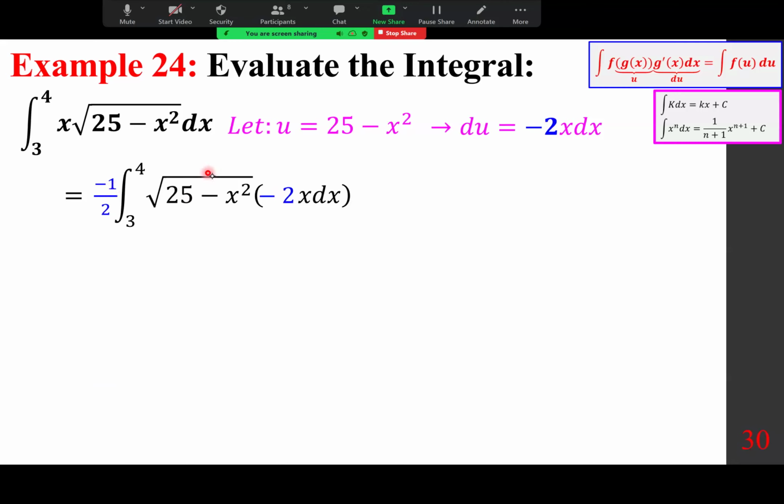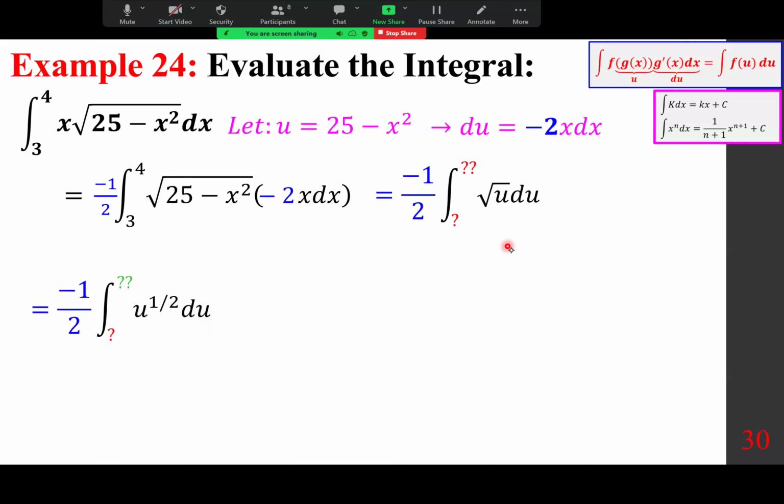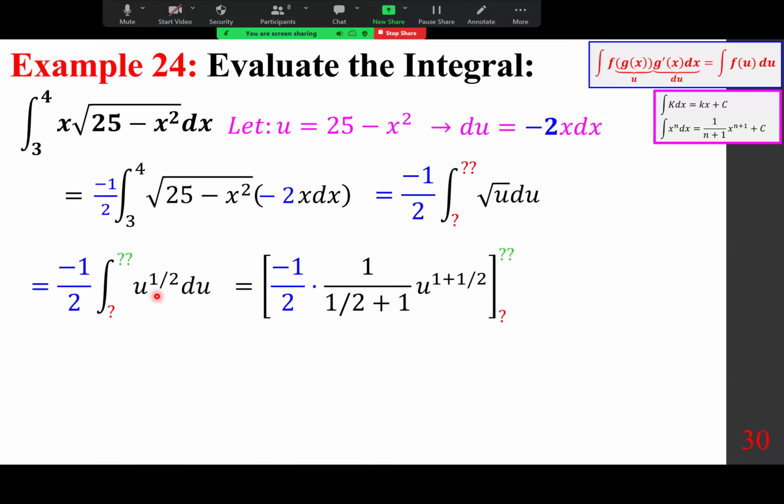So this is u to the power of 1/2, and this is du. And so negative 1/2 square root of u, or negative 1/2 u to the power of 1/2 du. And we're not going to write the limits yet. We're going to figure it out in a moment. This is 1 over 1/2 plus 1 times u to the power of 1/2 plus 1. And as you know, this is 3/2. The reciprocal is 2/3. The product is negative 1/3. So negative 1/3 u to the power of 3/2.